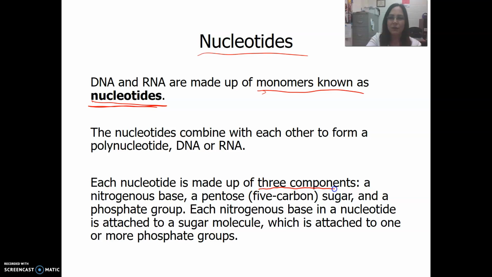Each individual nucleotide has three components: a nitrogenous base, and that base can be one of four bases: adenine, thymine, cytosine, or guanine. A pentose sugar, which is deoxyribose if it's DNA, and ribose if it's RNA. And then a phosphate group, kind of like there was a phosphate group in the hydrophilic heads of the phospholipids.